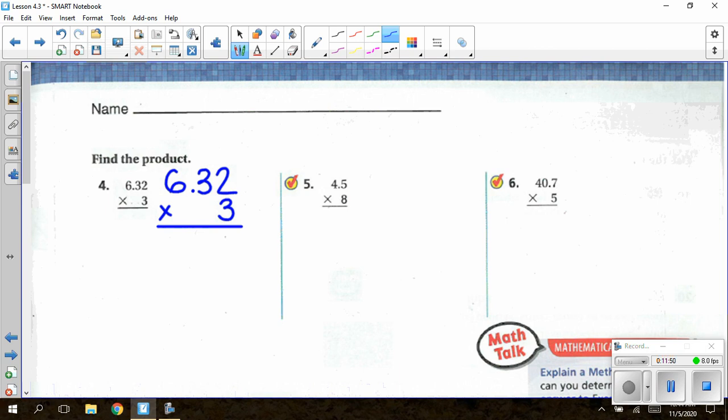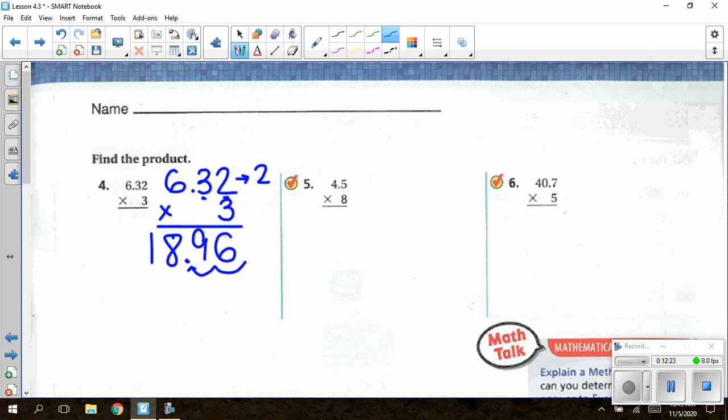Ignoring my decimal, I'm going to just go ahead and multiply the 3 to everything in the top factor. So 3 times 2 is 6, 3 times 3 is 9, 6 times 3 is 18. So now, counting up the number of digits behind my decimal, I have 1, 2, so that means I need 2 decimal place values. So from the end of that answer, swoop 1, 2, place my decimal in between the 8 and the 9.